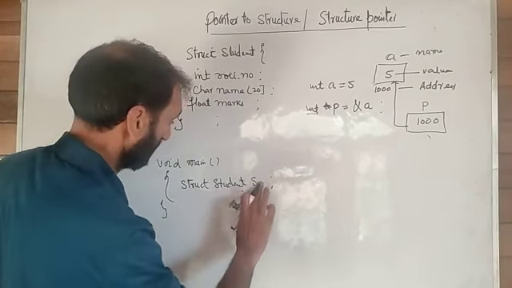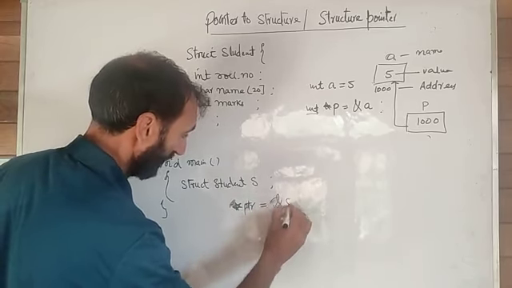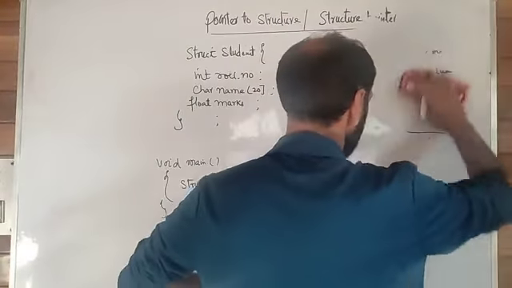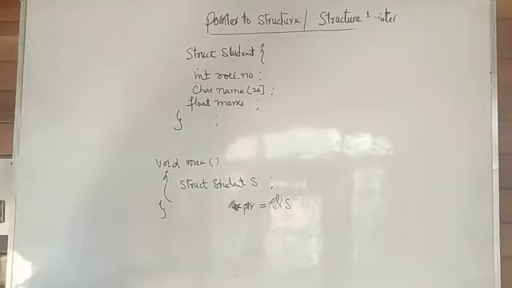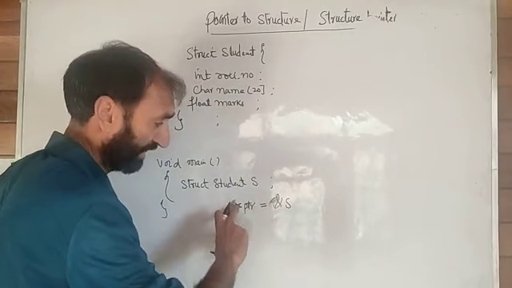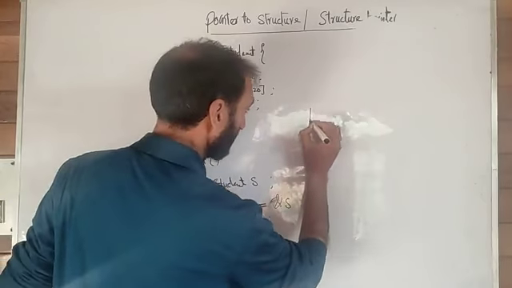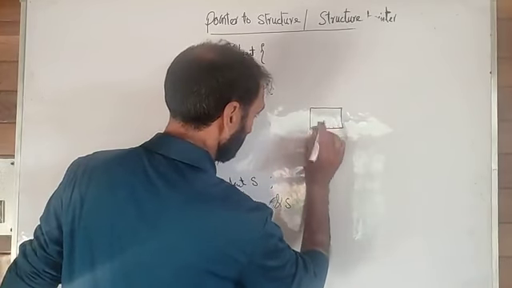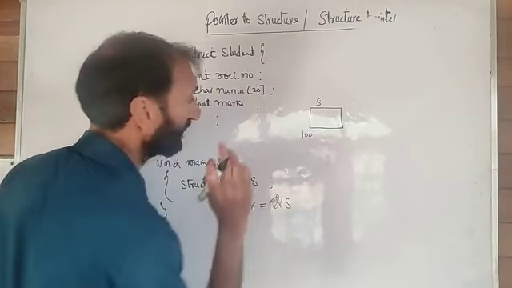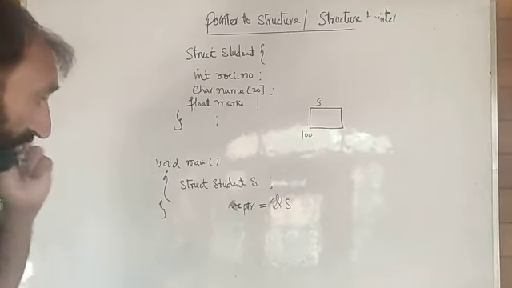That means the address of S. Here, it means that ptr is the pointer that stores the address of S. For example, this is S, and 100 is the address of S.